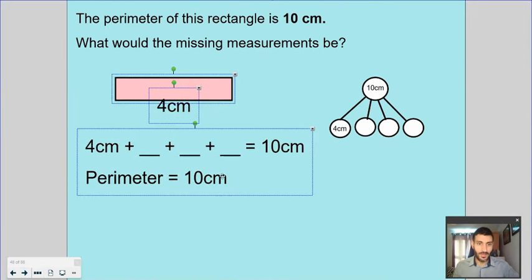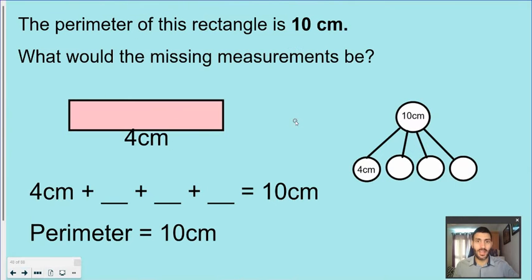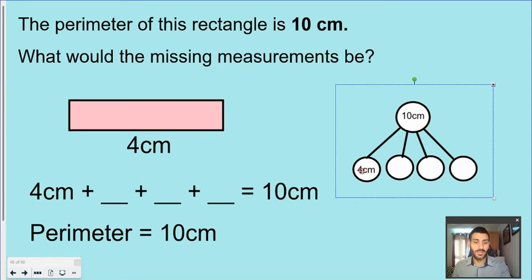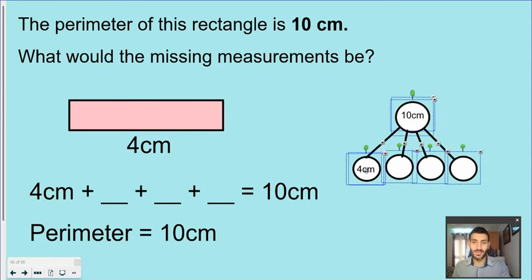Let me just move this down. The perimeter of the rectangle is 10 centimeters. So what would the missing be? Well, we know that the total amount is 10. We have one measurement is 4. Since there are opposites, we know that there's two 4s. That makes an 8. And then, well, what are number bonds to 10? If we add that, so 5 and 5. So there we go. 4, 4, 1 and 1. There we go. We've found the missing lengths.